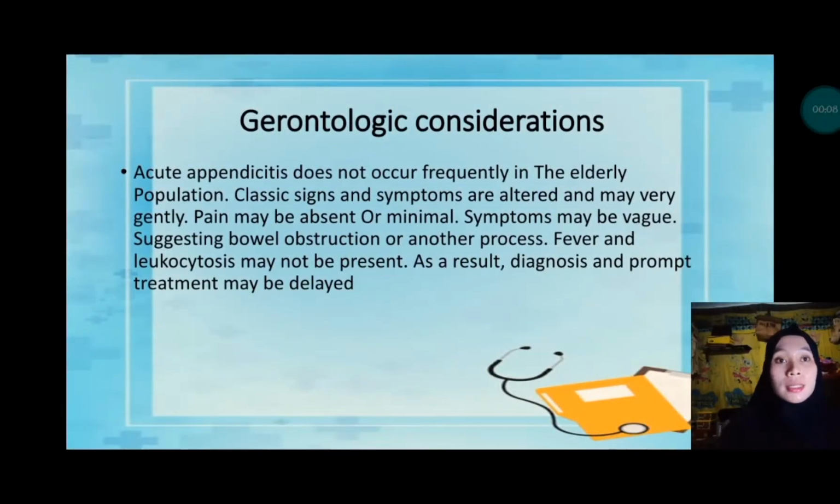So next is gerontologic consideration. Acute appendicitis does not occur frequently in the elderly population. Classic signs and symptoms are altered, and pain may be absent or minimal. Symptoms may be vague, suggesting bowel obstruction or another process. Fever and leukocytosis may not be present. As a result, diagnosis and prompt treatment may be delayed.